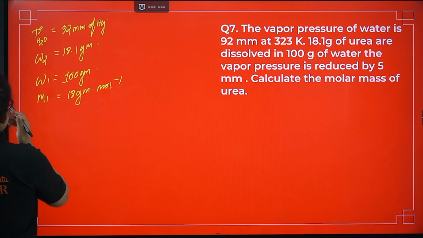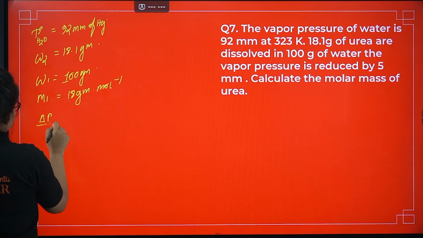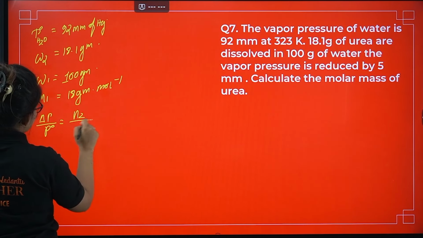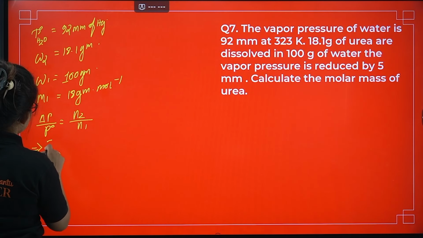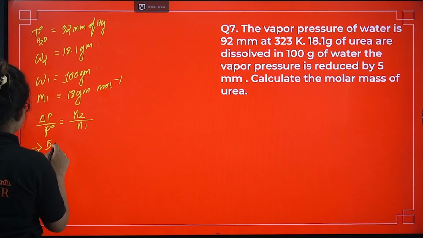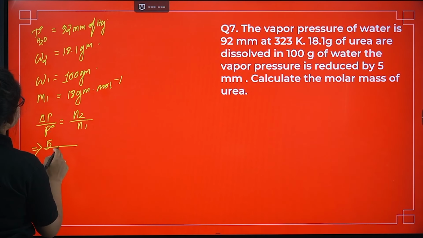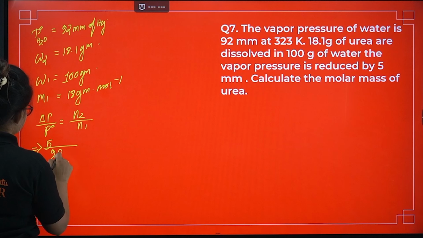Okay, let's go ahead with the delta P we can find out here. Delta P by P naught equals N2 by N1. So delta P is how much? It is already given, 5 mm of Hg, divided by P naught. P naught is basically 92.